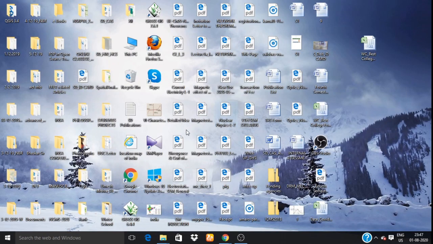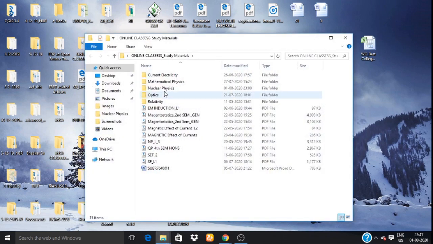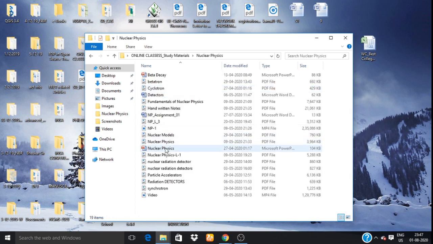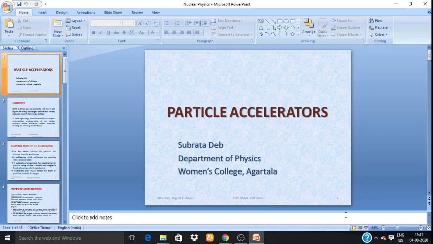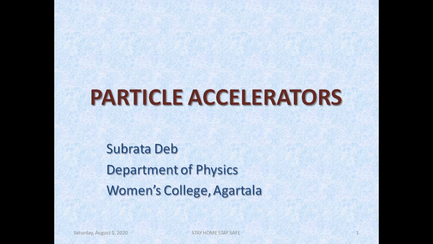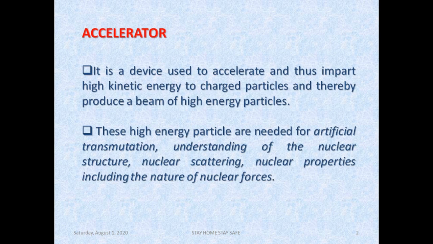Hello, today in this lecture, we will be discussing particle accelerators. Okay, so what is an accelerator? An accelerator is a device used to accelerate and thus impart high kinetic energy to charged particles, thereby producing a beam of high energy particles.